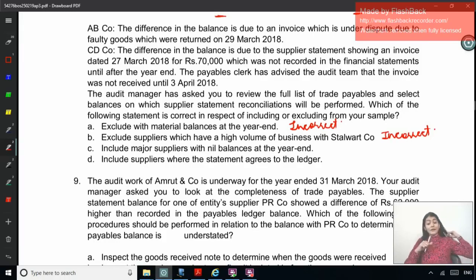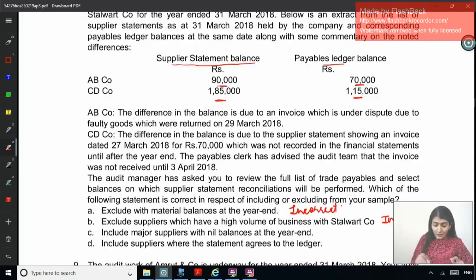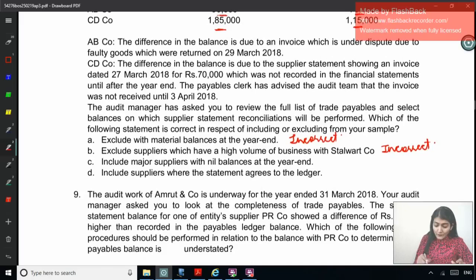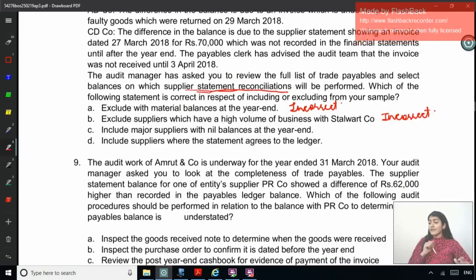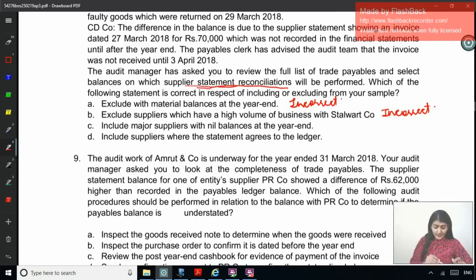Include suppliers where the statement agrees to the ledger. So where the statement is agreeing to the ledger, will you include those also? It says no. What you need to prepare is the supplier statement reconciliation. So include suppliers where the statement agrees to the ledger, incorrect. Why? Because those they are already agreeing.